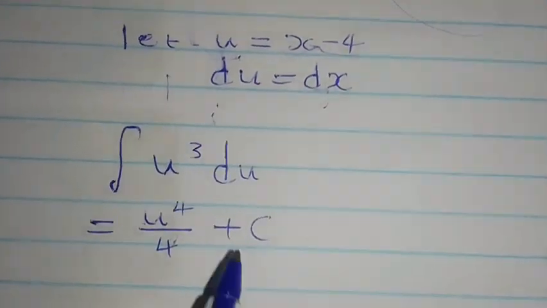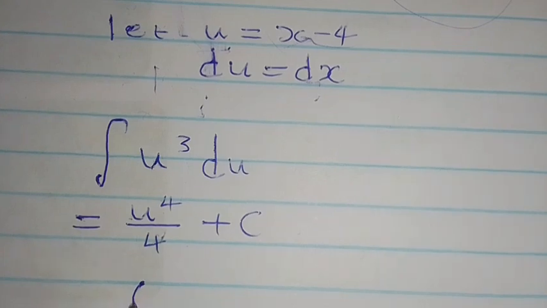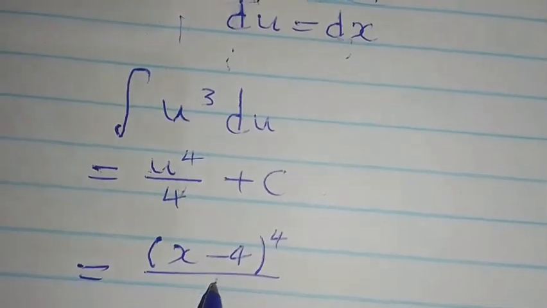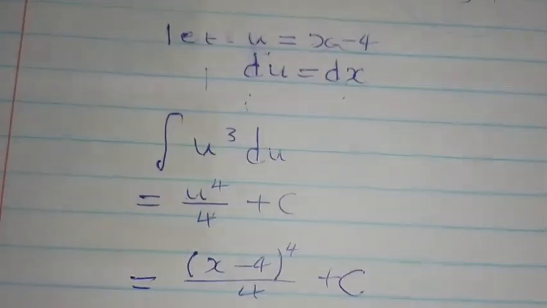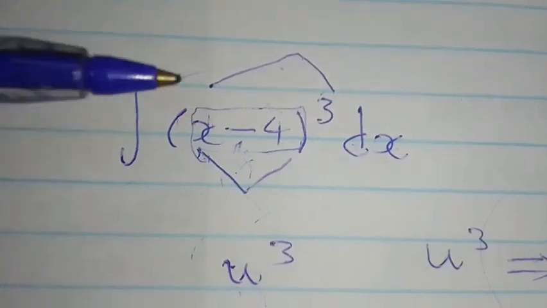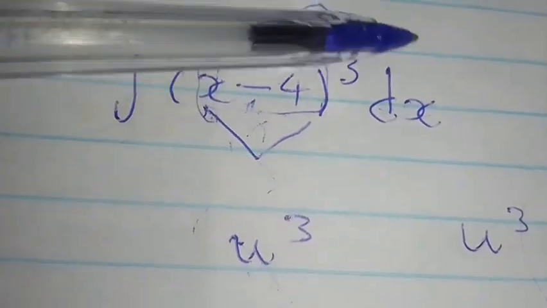But then you have to substitute that u back. u is the same as x minus 4. Then you're going to have something like this. So that's substitution. You can only do substitution if you have a composition of functions. Notice how I analyzed what to substitute in them.